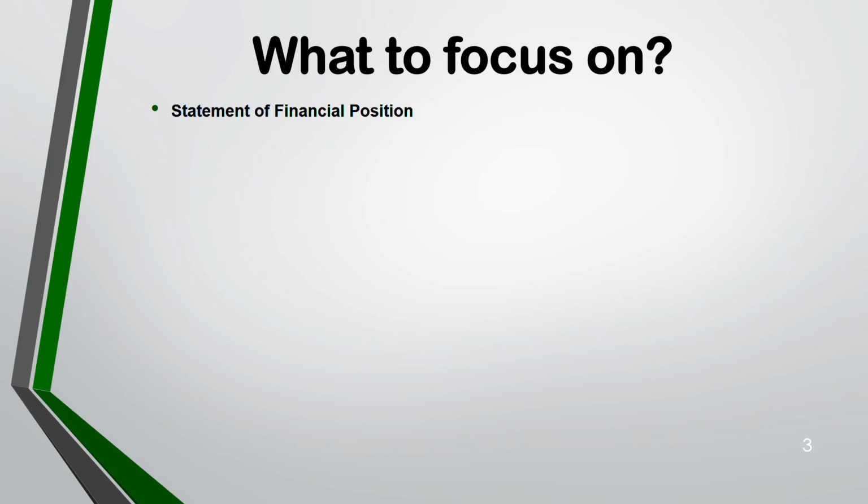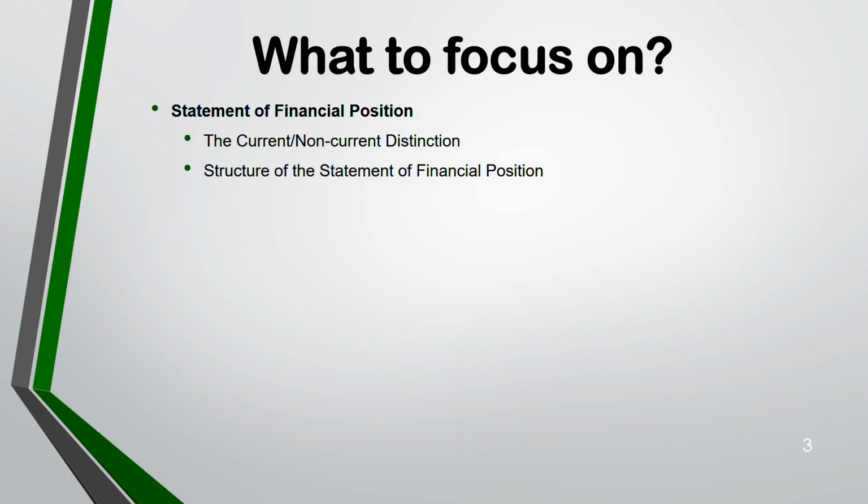Now, under statement of financial position, first the distinction between current and non-current. How do you distinguish your current assets and liabilities versus non-current assets and liabilities in your statement of financial position? The next is the structure: how should your statement of financial position look? That we'll see in this lecture. Then minimum disclosure for financial position.